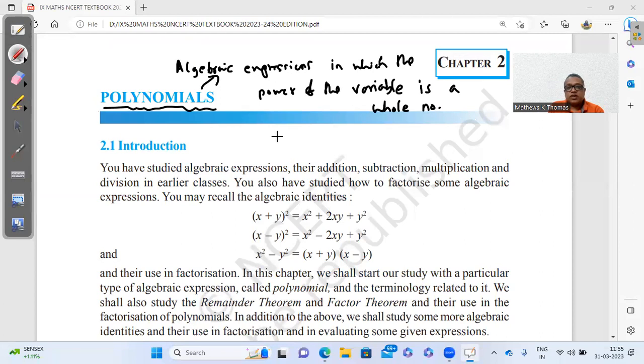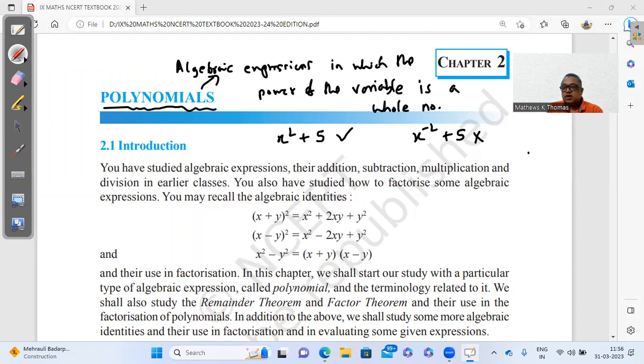For example, if I have x square plus 5, this is a polynomial. Why? Because the power of the variable is positive. So x to the power 2, this is positive. So if I have x to the power minus 2 plus 5, this is not a polynomial because here the power of x is negative. So these are not polynomials, right?